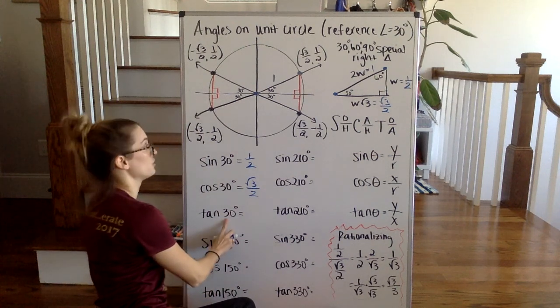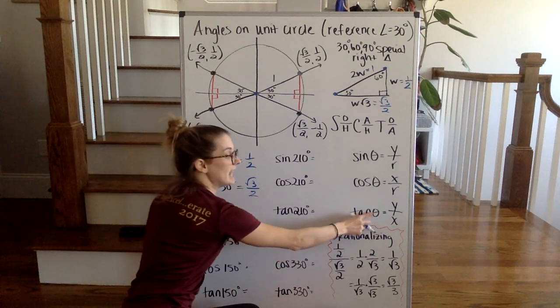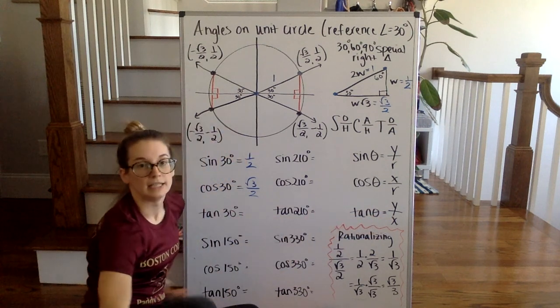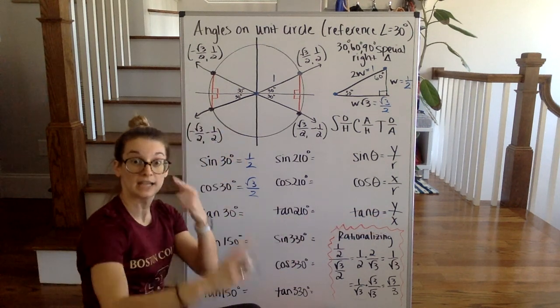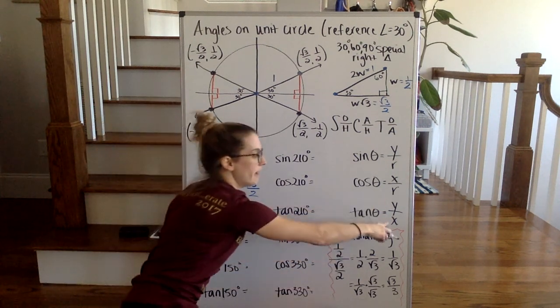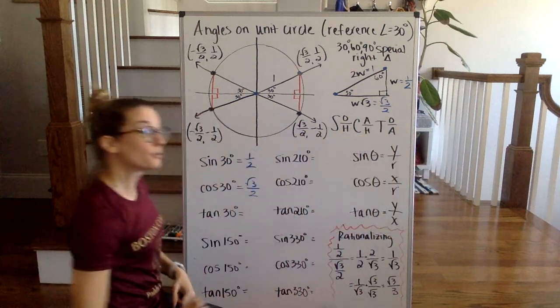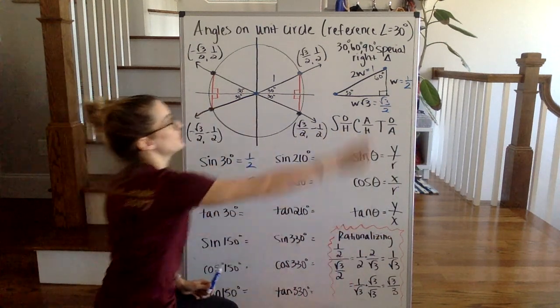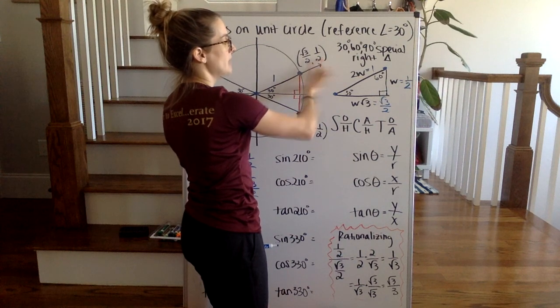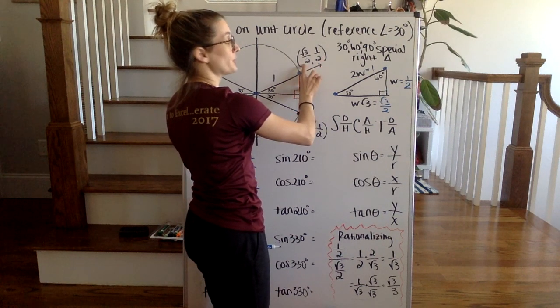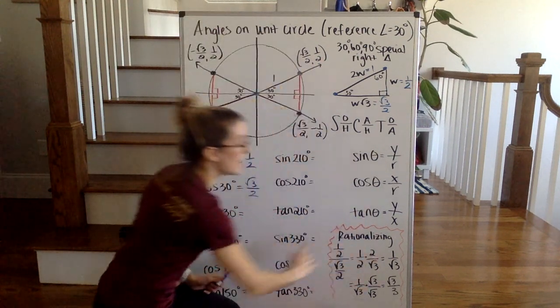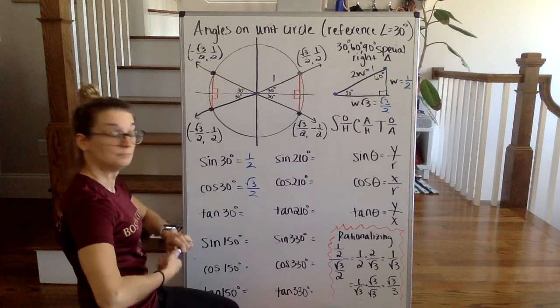Keep it going. Tangent of 30. Tangent of any angle is the y-coordinate over the x-coordinate. Now, this is where we might have to do a little bit of calculation, because now I'm not just dividing by 1 anymore. I'm not incorporating the radius in tangent. So tangent is y-coordinate of 1/2 divided by x-coordinate of root 3 over 2. And what I've done down here is remind you how you can rationalize.